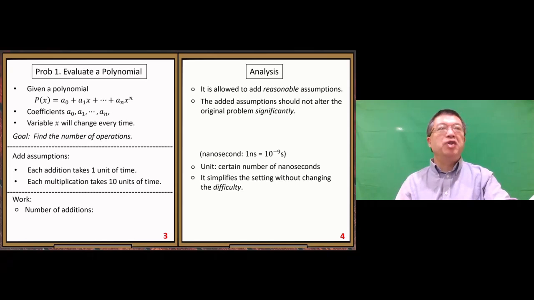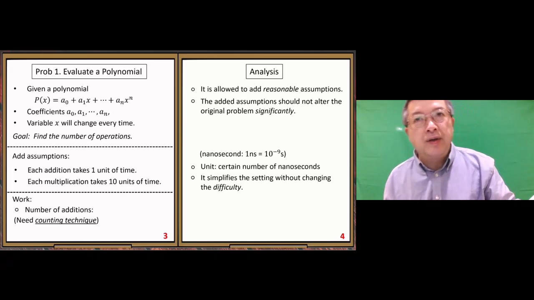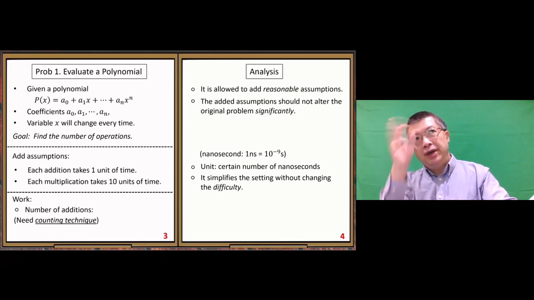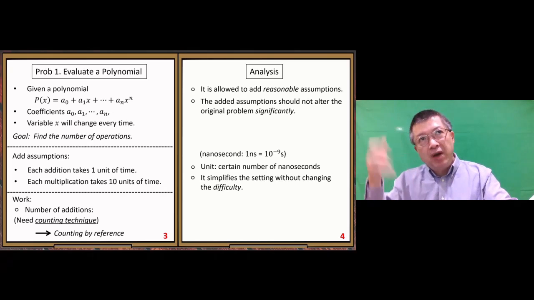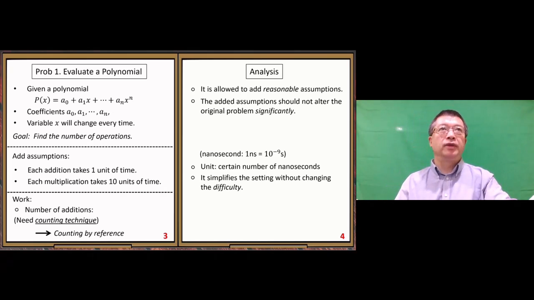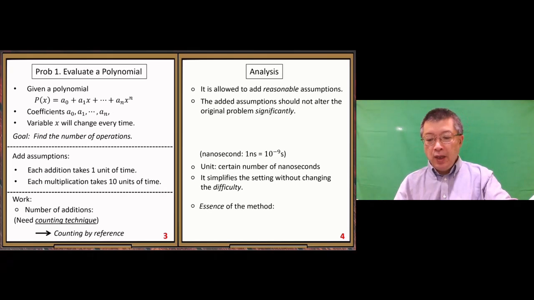Here we need to use a special technique in discrete math, a counting technique. So what kind of counting technique do we need? Here, I give you its name: counting by reference. You may not have heard of this name, but its meaning is so obvious. Let me explain the meaning of this method. It is very straightforward. Simple but effective. The reason is this.